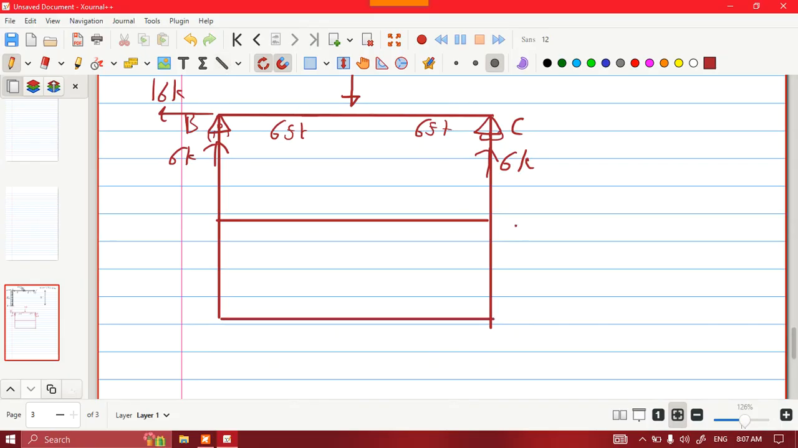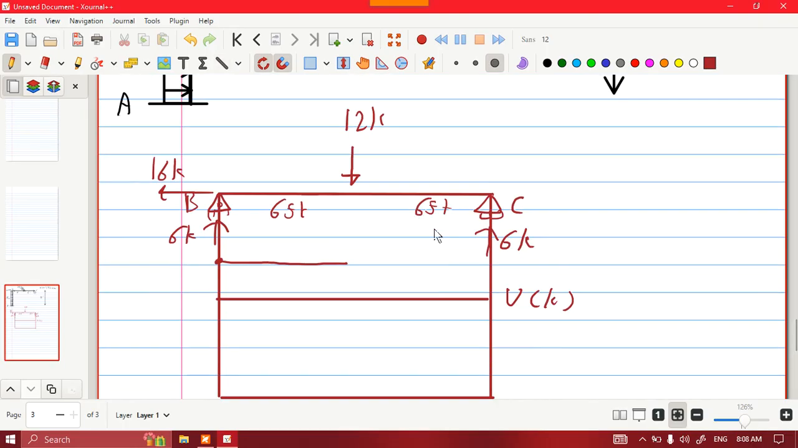This is the shear diagram. Let's start with this point, joint B, plus 6. We got plus 6. We are going to move until this point in the front of the beam. We have a change in load, minus 12, which gives minus 6 here. We are going to move constant until this point, which is joint C, where we have plus 6, so we end up at 0. This is negative shear and this is positive shear.